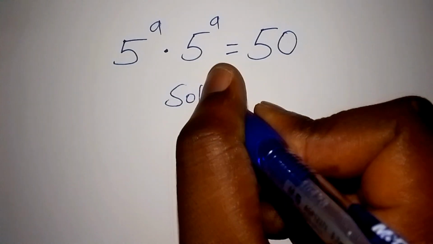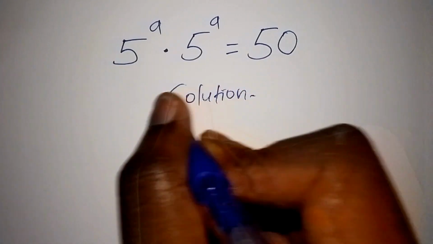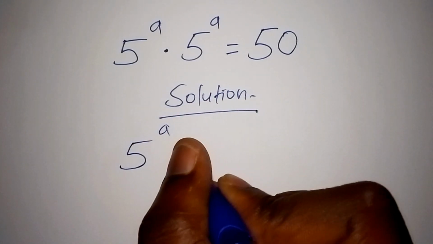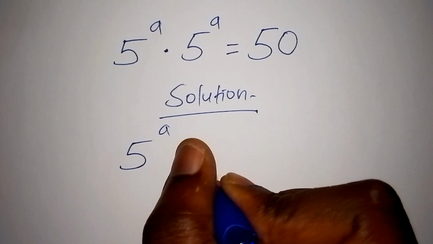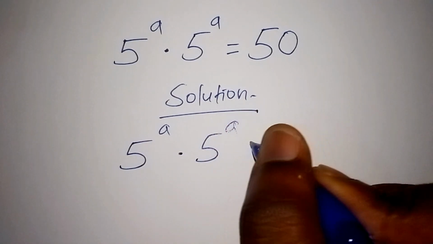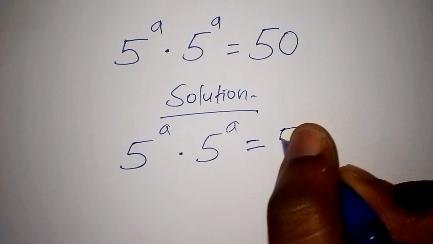So in our solution, this is the math problem that we have. We have 5 to the power of a, multiplied by 5 to the power of a, is equal to 50.